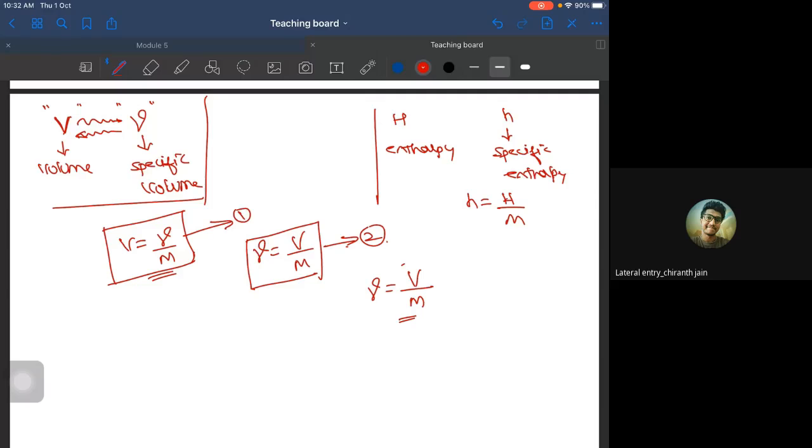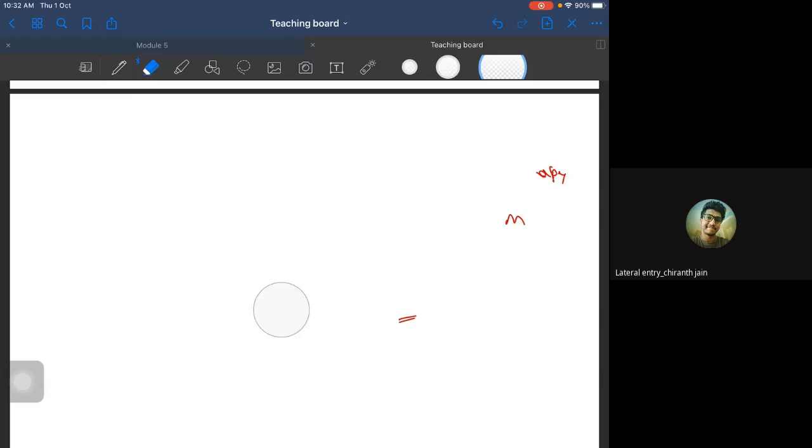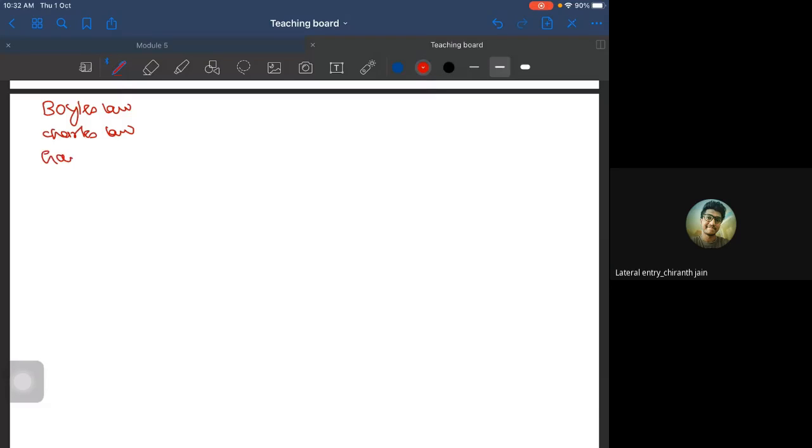Before entering into the definitions and all these concepts, I want you to analyze what you mean by Boyle's law, what you mean by Charles' law, and the last one, Gay-Lussac's law. Anyone, guys? What do you mean by Boyle's law?